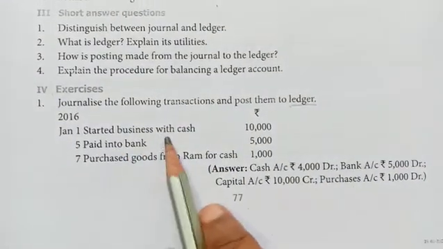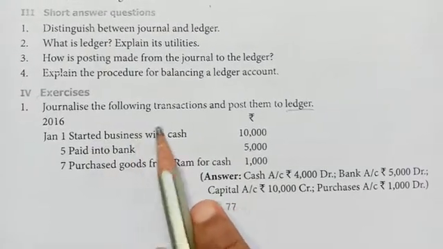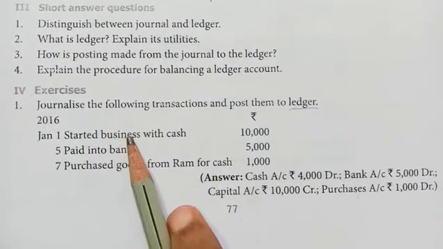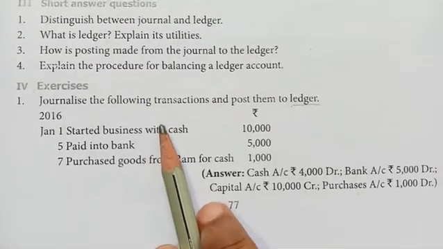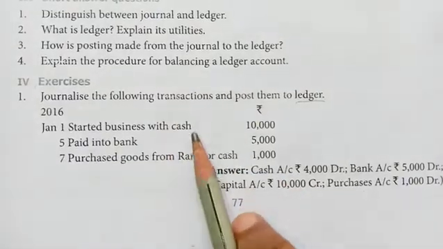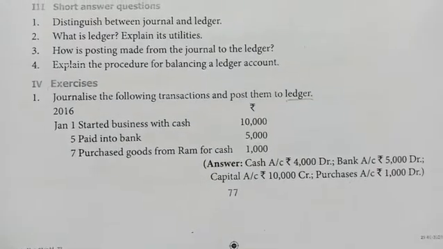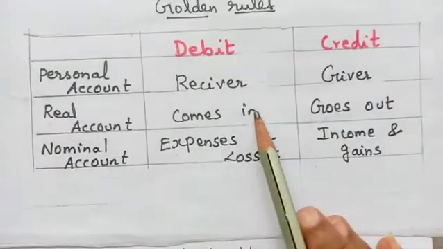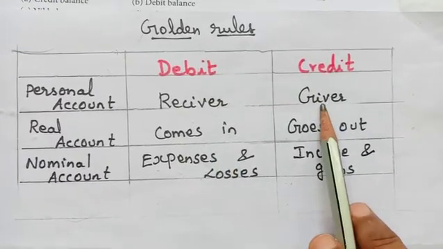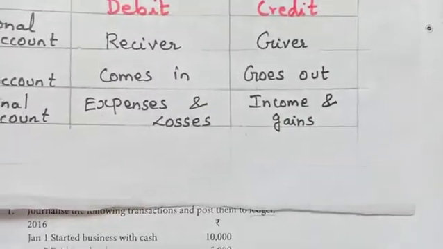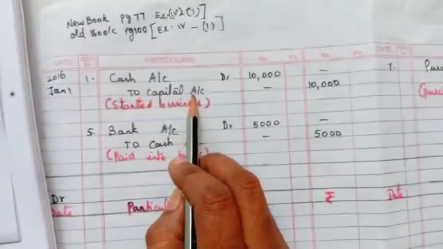First see there, started business with cash. You know what to write in the journal entry. Started business with cash means who is the giver, what is coming in. The giver is the business owner. Your name is not given, so we will write it as capital. So what is coming in? Cash is coming in. According to the golden rule, what is coming in will come on the debit side. The giver will come on the credit side. So the journal entry: cash account debit to capital account.